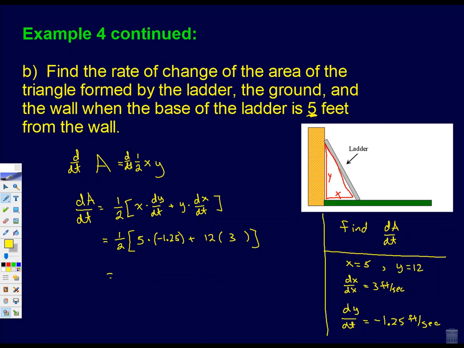So I'm going to take 5 times negative 1.25 first. I'm going to add to that 12 times 3. And then I'm going to divide that by 2 or multiply by 1/2. So I got for my final answer here 14.875. Now, if I had put units in all of these numbers ahead of time, I would have already known the unit, but we know it anyway because the area is measured in square feet, the time is measured in seconds, so this rate should be square feet per second.